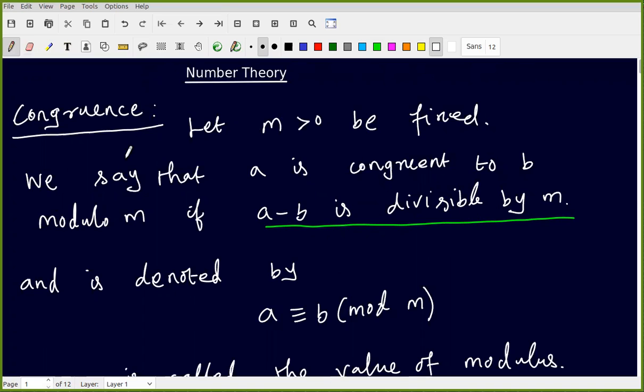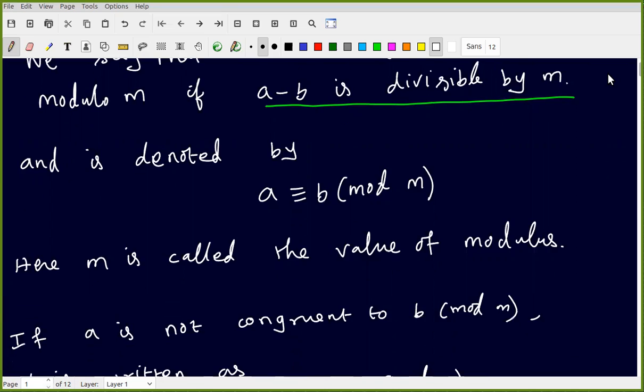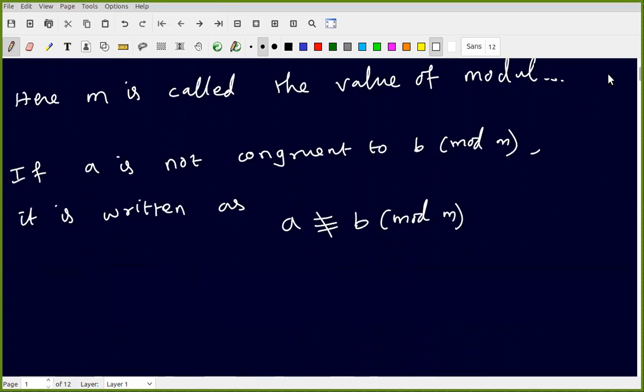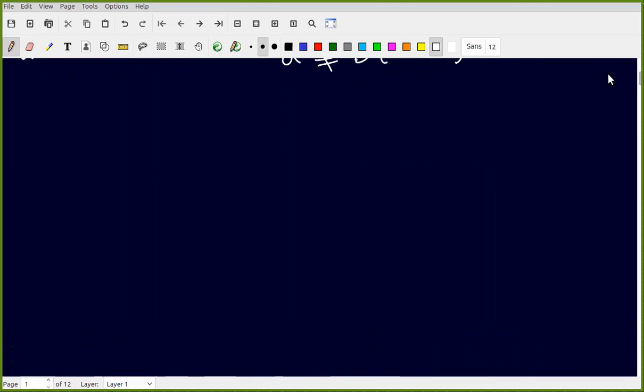Now we will write the properties of congruences by using the properties of division. Because congruence is another way of writing division, we are going to write the congruence properties based on the division properties. Another way of writing a division is the congruence.